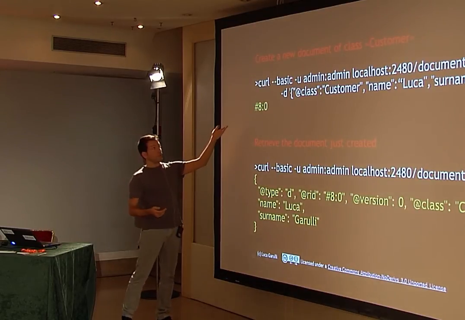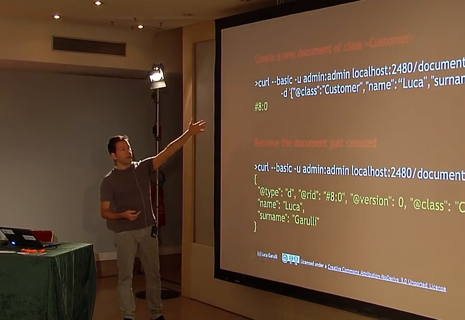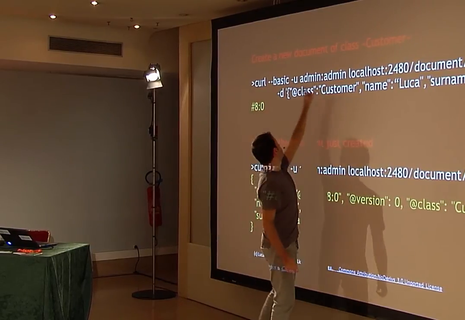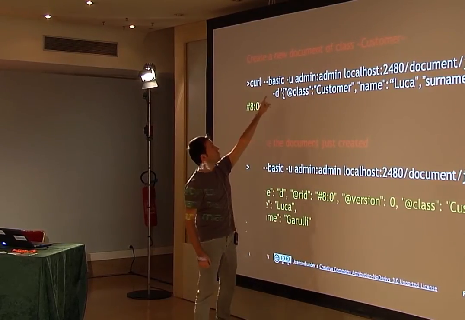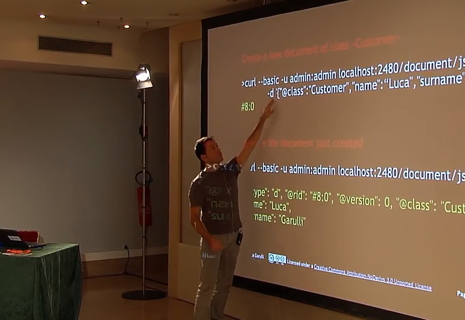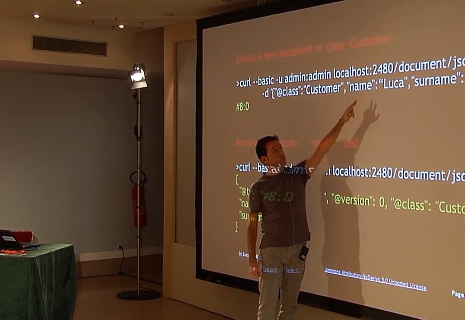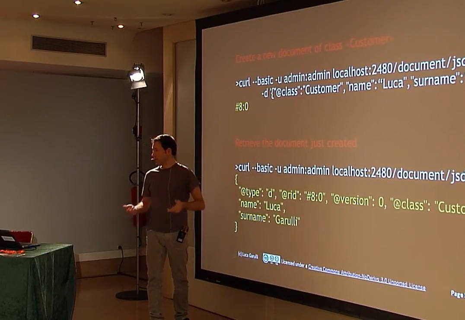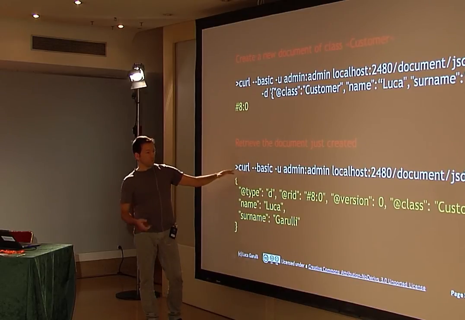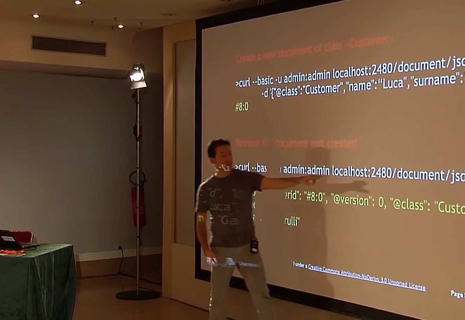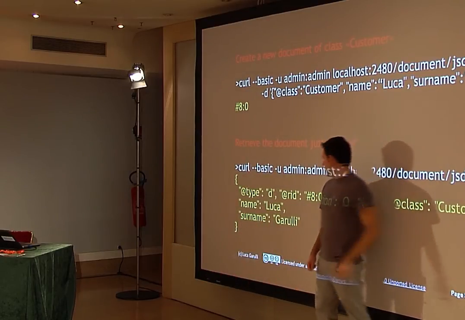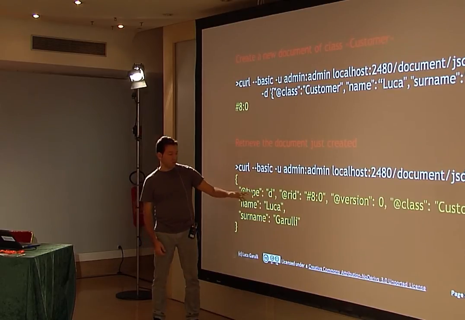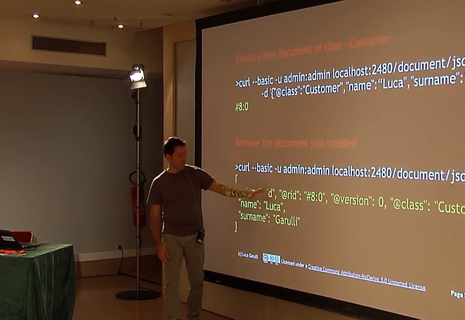We can also use curl to create, in this case, a new customer. So we are using the HTTP POST method, passing the JSON. And this is the answer, the record ID of the object created. When we retrieve the object by its record ID, we get back the JSON just created. The type is always document, forget about it.